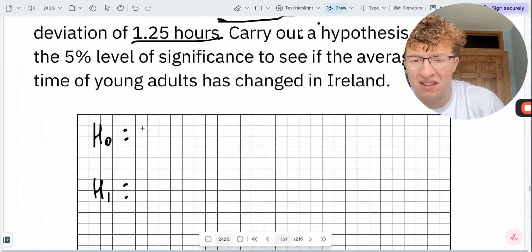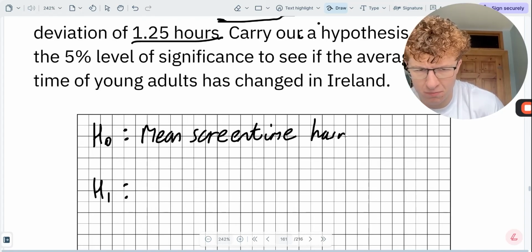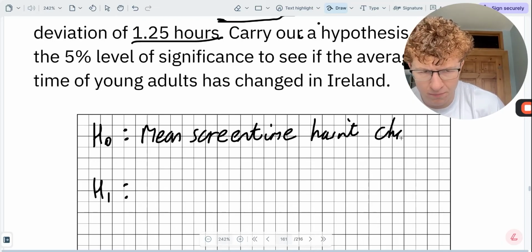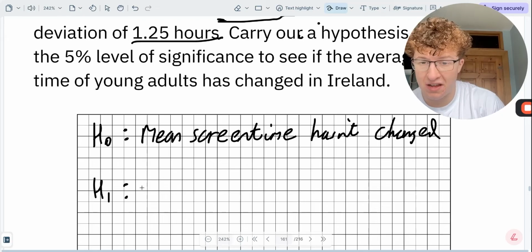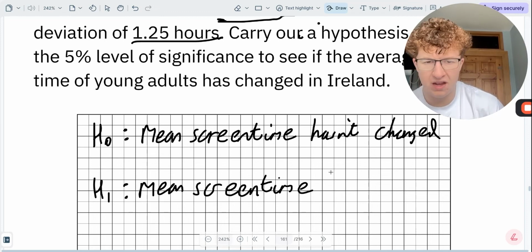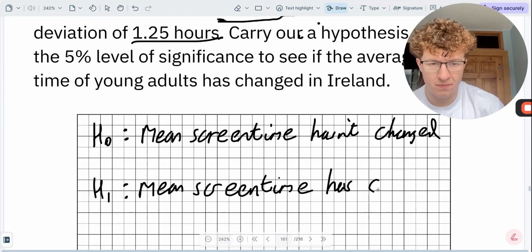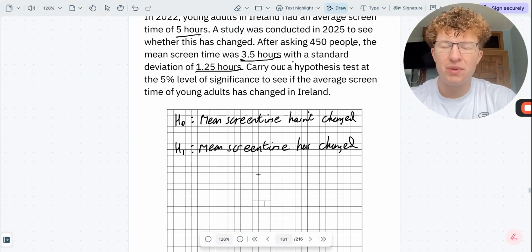The null hypothesis is going to be that the mean screen time hasn't changed. And then H1 is going to be the opposite of that. Mean screen time has changed. Boom. So, what are we going to do here?